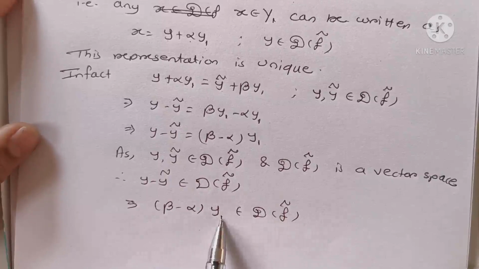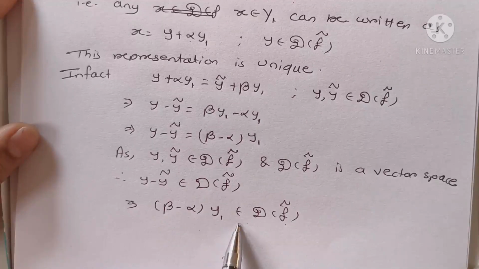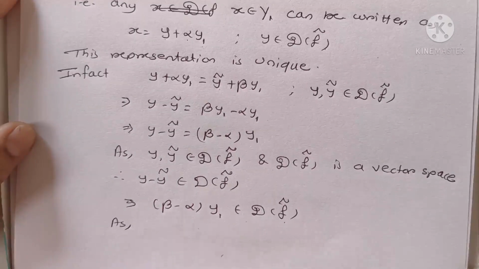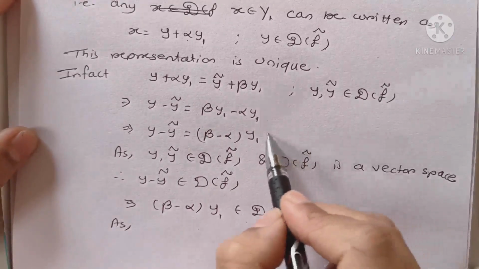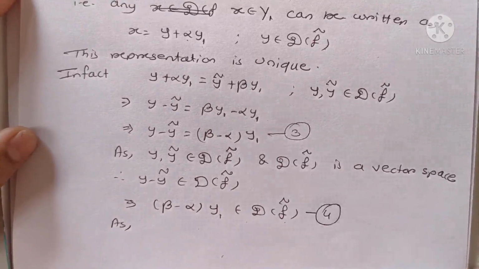But here we are getting that this product, which is nothing but a scalar product, is an element of the domain of f tilde, and therefore it is possible only when alpha minus beta is equal to 0. I am giving it equation number 4.